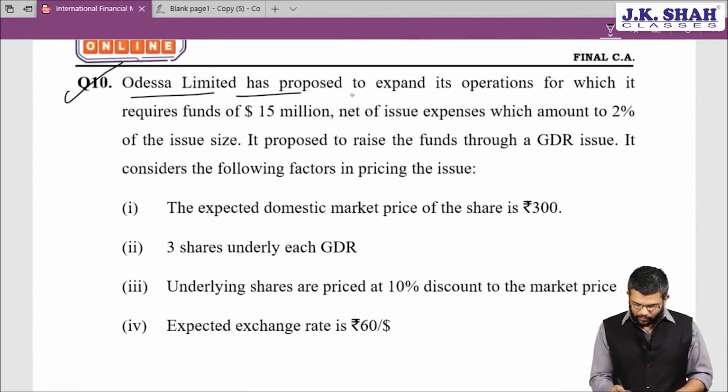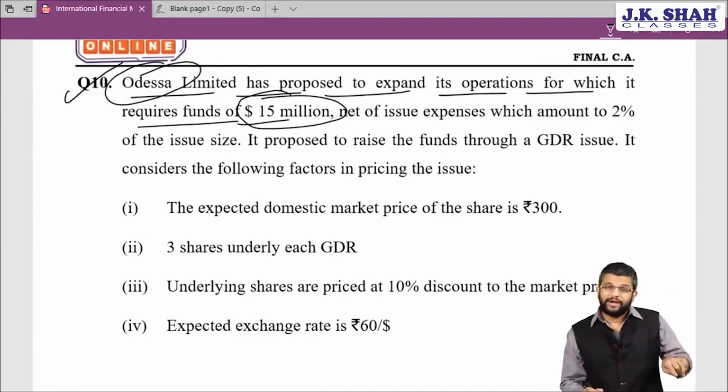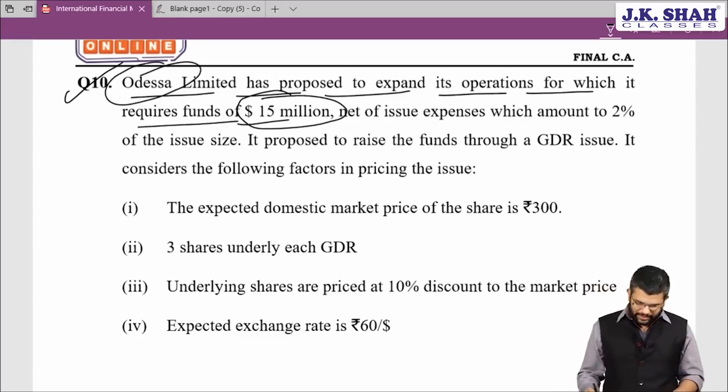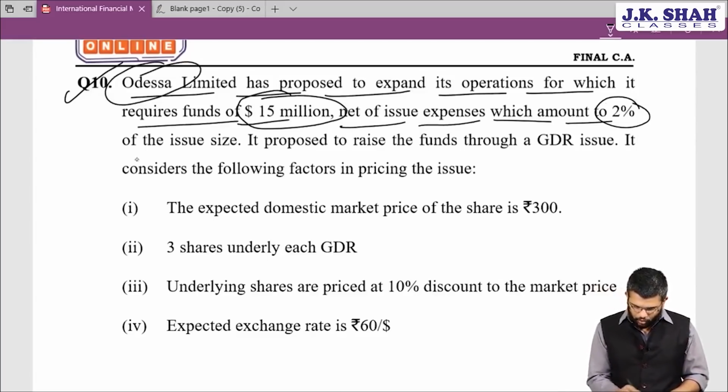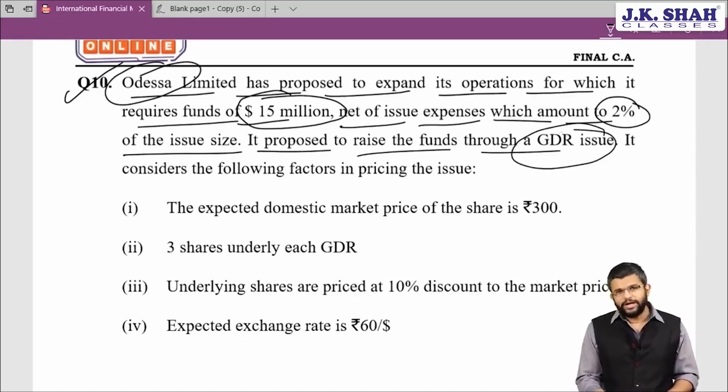Odessa Limited has proposed to expand its operations, for which it requires a fund of $15 million. Okay, so can I say an Indian company requires funds equivalent to $15 million, net of issue expenses which amount to 2% of the issue size. It proposed to raise the funds through a GDR issue.